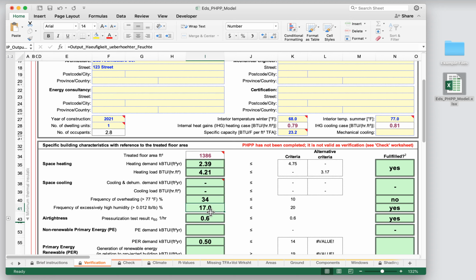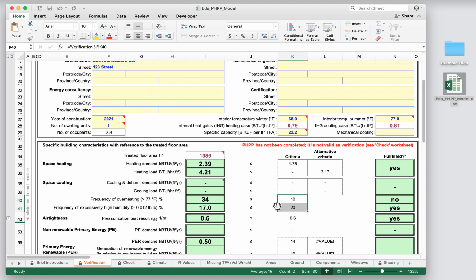So what should those numbers be? Well, if you see over here in the criteria section, notice that for the frequency of overheating, we have a target or an upper threshold of 10%. And for the frequency of excess high humidity, we have an upper threshold of 20%. Now, I think those numbers are far, far too high. So those are the certification limits. You can certify with values up to those numbers. If you want to keep your occupants happy, you should, in my estimation, be nowhere near those limits.